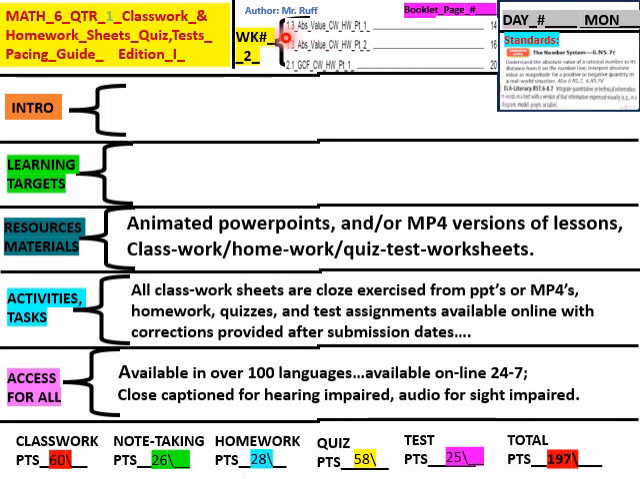And week 2 is 1.3 absolute value classwork homework part 1. And then 1.3 absolute value classwork homework part 2. And then we go into 2.1 GCF greatest common factor classwork homework part 1.